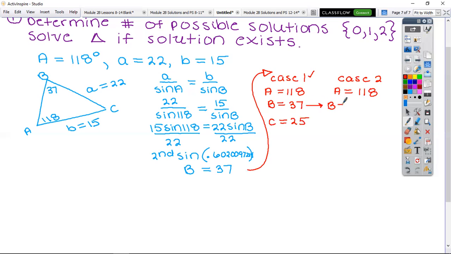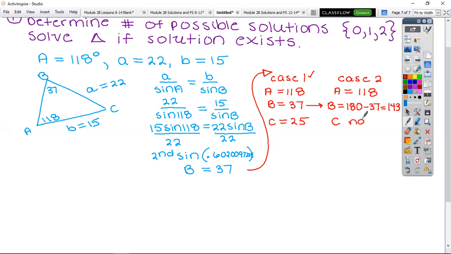180 minus. Good. You want to remember that you need the second quadrant triangle as well. So we're going to go 180 minus the 37, which would be equal to, you guys get 143? Okay. Is angle C possible? Why not? Way more than 180. Yep, so C is not going to be possible because your triangle has already exceeded 180.